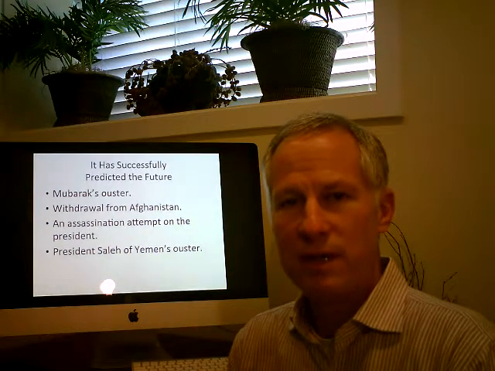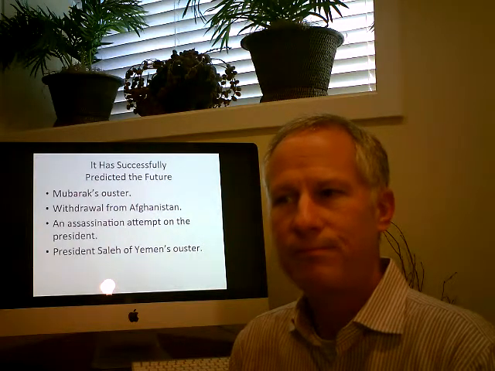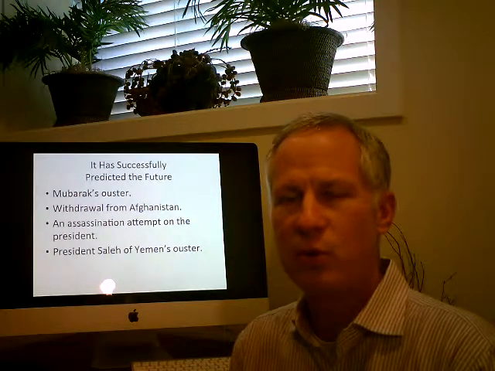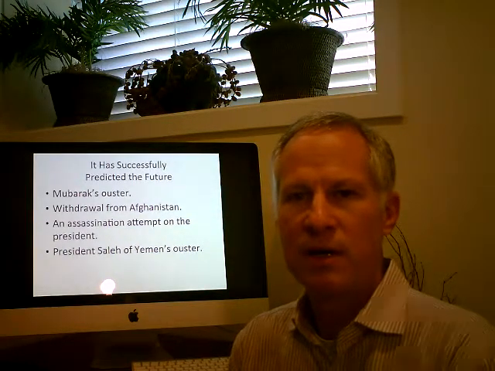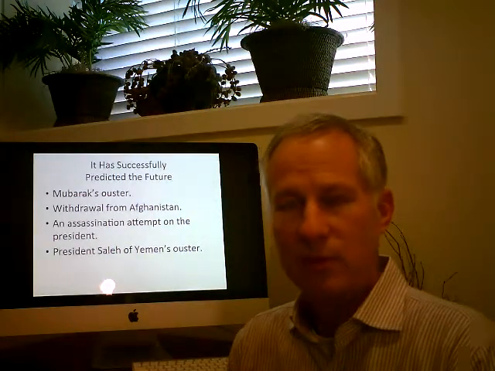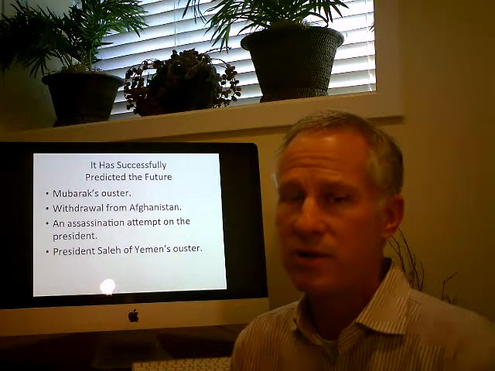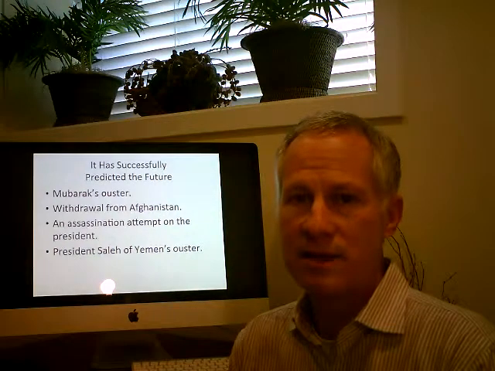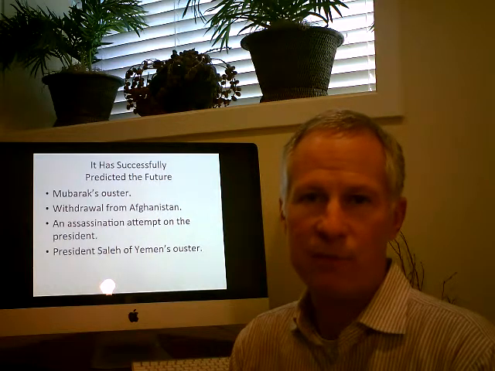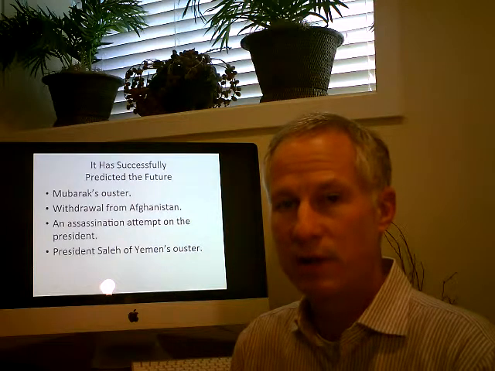It also predicted the ouster of Yemen's president, Saleh. Saleh was one of the clearest projections from this whole Arab Spring crisis that erupted. It looked virtually certain that he would go based on the template's time patterns. They attempted to assassinate him in June of this year and almost succeeded. He was treated for months in Saudi Arabia. He returned, but he could not remain in power, and I think it was November of this year that he finally left power and is no longer in power. So that is another prediction that came true.